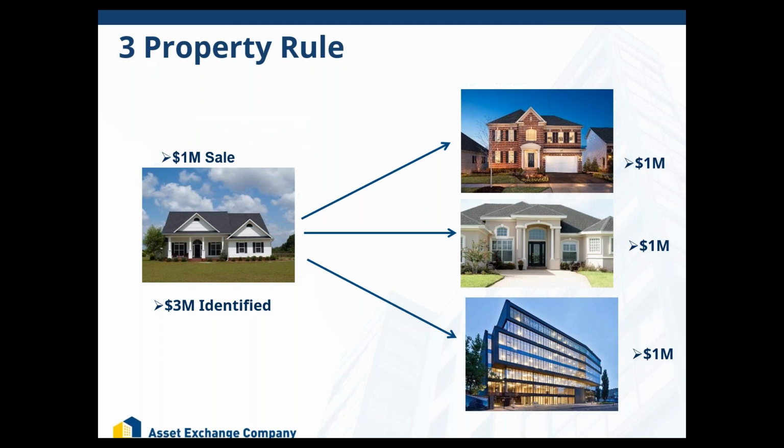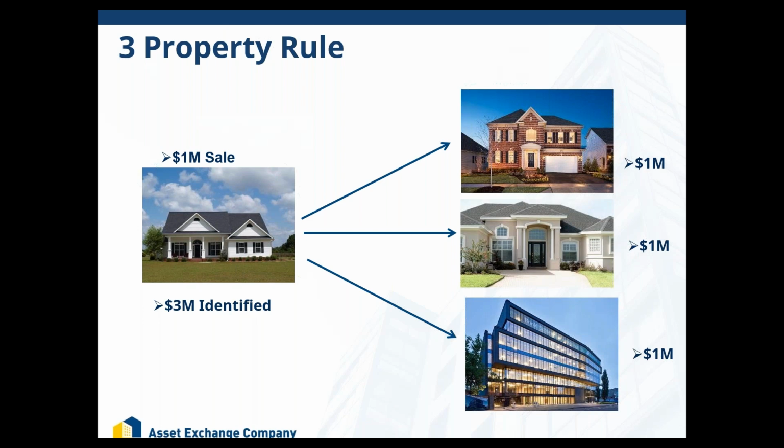Now we go out, we identify 3 properties, all right, because we identified 3 properties, we're in the 3-property rule. Let's keep the numbers really simple. Let's say we're going to be buying each one of these properties for $1 million each. All right, so how much have we identified in property? $3 million worth of property, right?